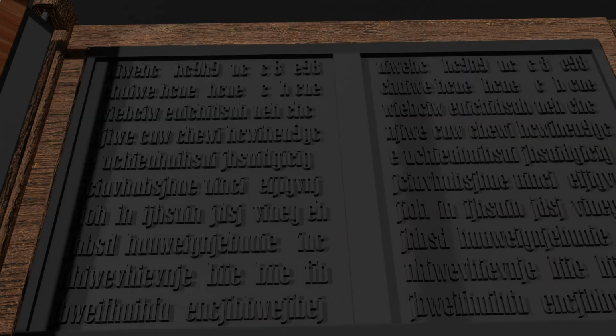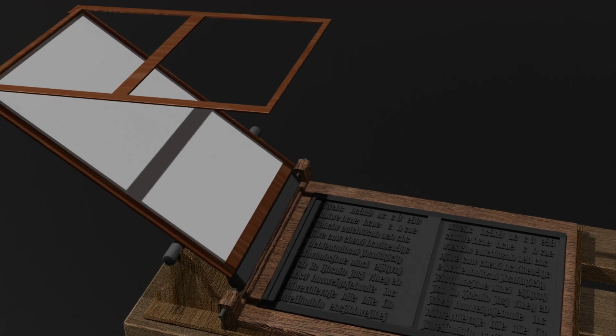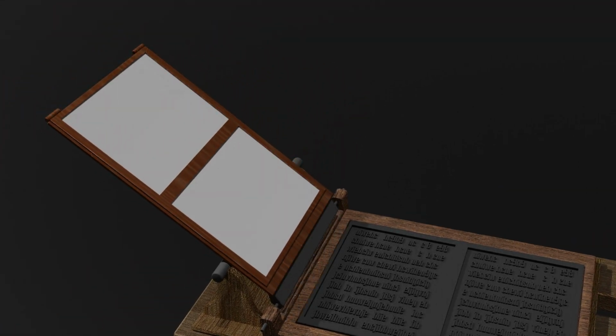After applying the ink, the paper was put onto the tympan. A wooden frame was used to hold the paper in place. Then the tympan was lowered onto the form.